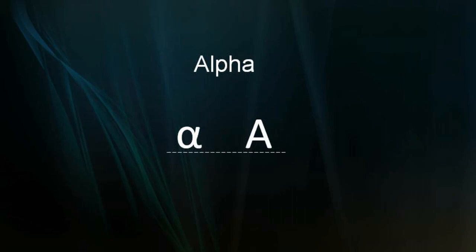We start with alpha. Alpha has our small letter alpha and then a capital letter alpha. When you write, typically it's all written in that smaller case letter. But when you read it, you need to recognize the capital letter.